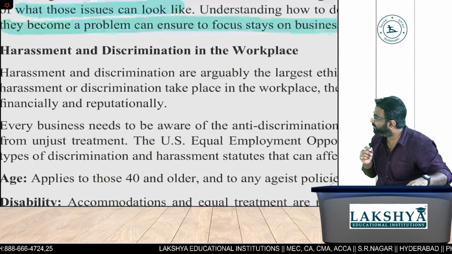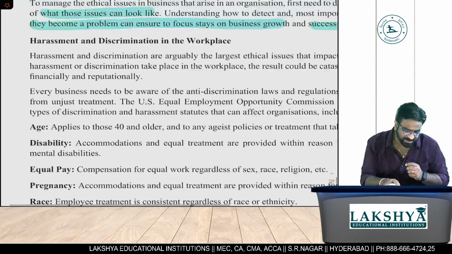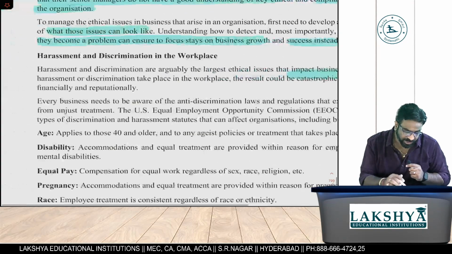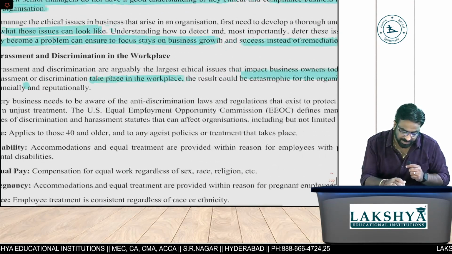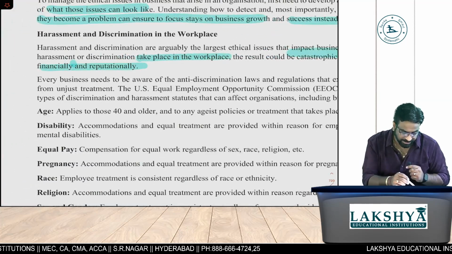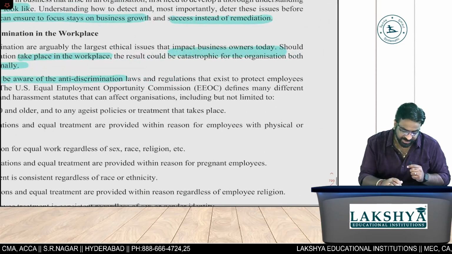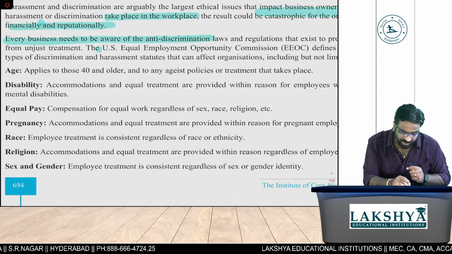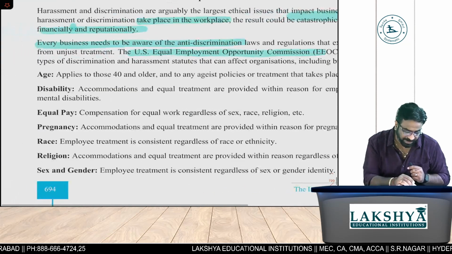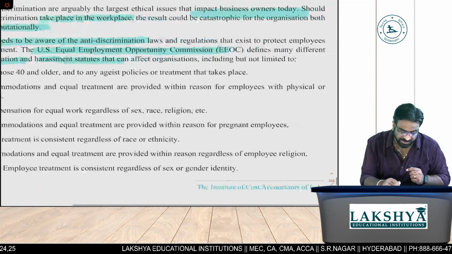So see issue number 1. Harassment and discrimination. In which place? Workplace. Harassment and discrimination are arguably the largest ethical issues that impact business owners today. Should harassment or discrimination take place in the workplace, the result could be catastrophic for the organization, both financially as well as reputationally. Every business needs to be aware of anti-discrimination laws and regulations that exist to protect employees. In the US, the US Equal Employment Opportunity Commission defines many different types of discrimination and harassment statutes that can affect the organization.